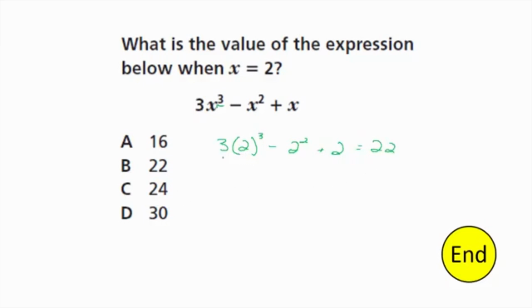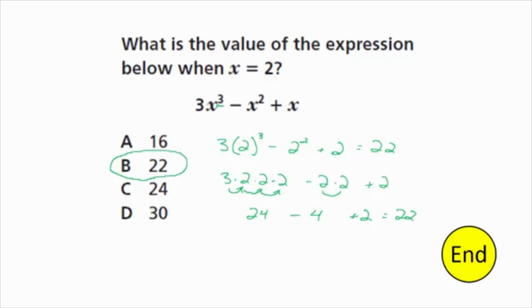Let's say yours doesn't do that. How could we still get to the right answer here? If you think of what powers are, that's just saying 2 times 2 times 2. So we could say 3 times 2 times 2 times 2 minus 2 times 2 plus 2. So I rewrote that taking the exponents out. If we take 3 times 2, which is 6, times 2 is 12, times 2 is 24. Minus 2 times 2 is 4, that gives me 20. Plus 2 is my final answer, 22. Same answer, different approach. The final answer is B.